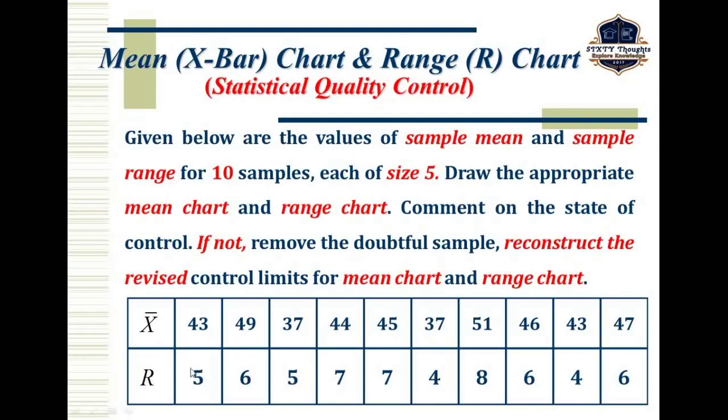So using these two values, we are going to draw the X bar chart and the range chart. After that, if any one chart, that means either X bar or R chart, does not satisfy the control limit, then we remove some sample points. After that, again we reconstruct the given data. Again we are going to find the mean chart and range chart. Okay, so this is the concept for the given problem, right?